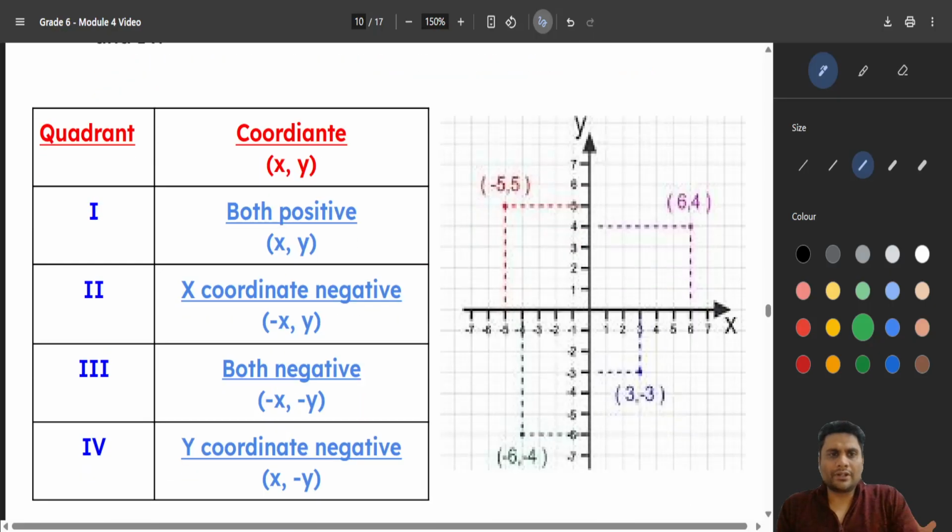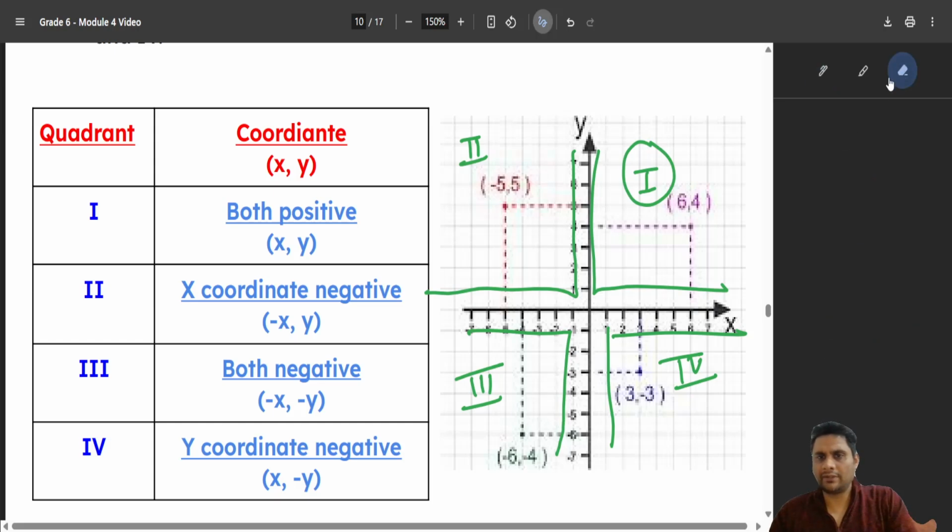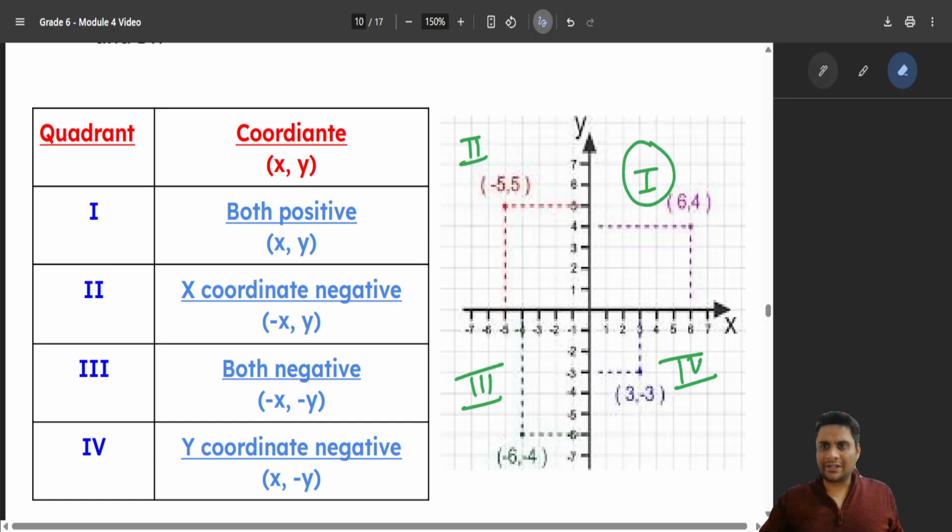Now a coordinate plane has 4 quadrants. This is quadrant number 1, this part here. This is quadrant number 2, this one here. This is quadrant number 3, this one here. And this is quadrant number 4, this one. So 1, 2, 3 and 4. I will erase these lines. So you know there are 4 quadrants, right?